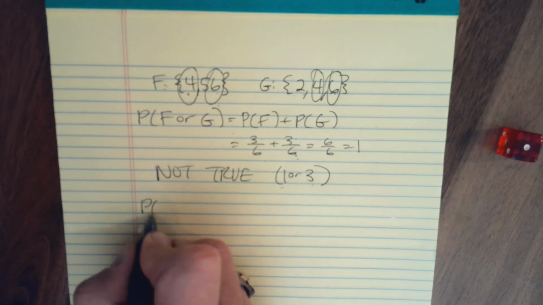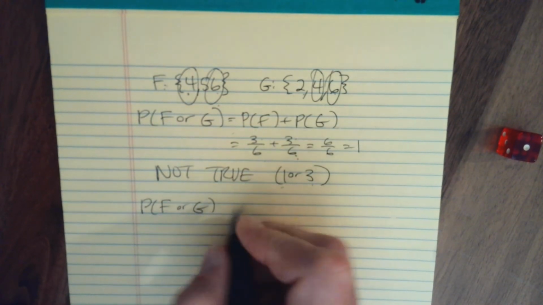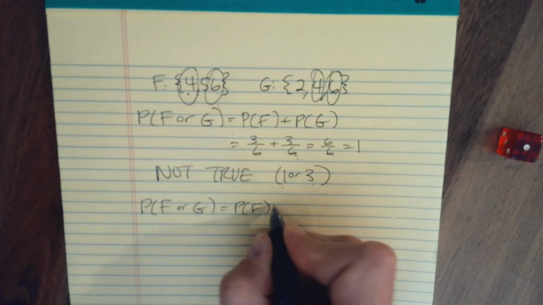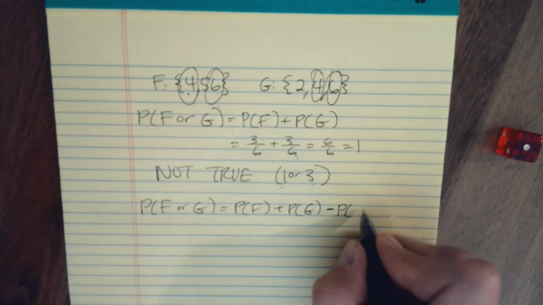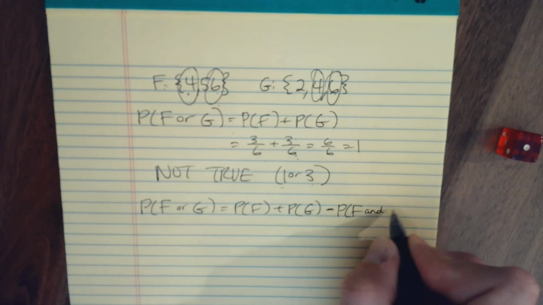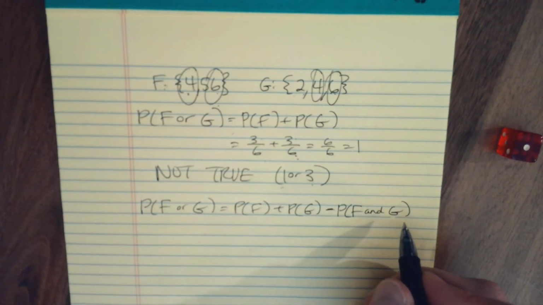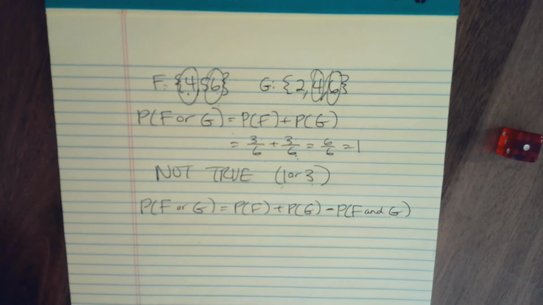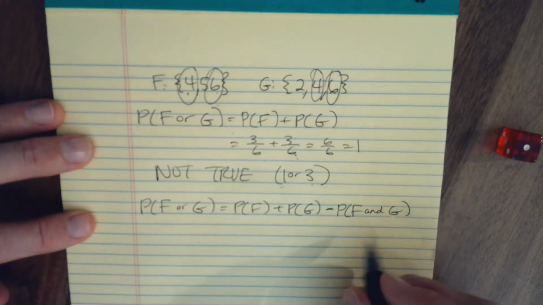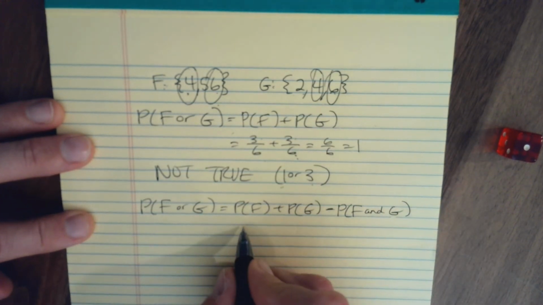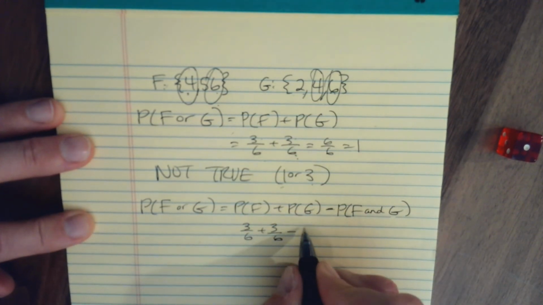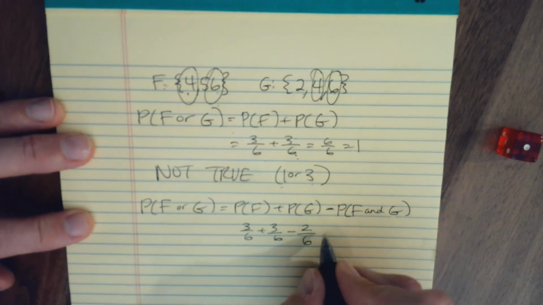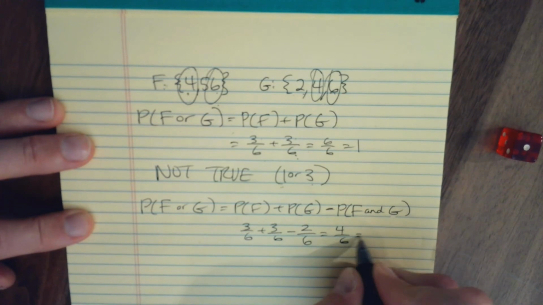So for the probability of F or G, I'll take the probability of F plus the probability of G, and then subtract off the probability of F and G. So F and G, this is the set of elements that are shared by F and G. There were 2 items in this, so I'll take 3/6 plus 3/6, but I'll subtract off 2/6. And so this gives me 4/6, which reduces to 2/3.